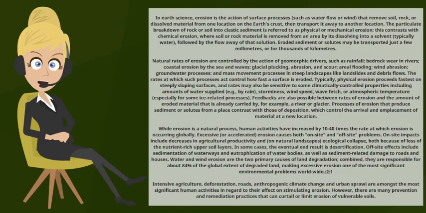Water and wind erosion are the two primary causes of land degradation. Combined, they are responsible for about 84% of the global extent of degraded land, making excessive erosion one of the most significant environmental problems worldwide. Intensive agriculture, deforestation, roads, anthropogenic climate change and urban sprawl are amongst the most significant human activities in regard to their effect on stimulating erosion. However, there are many prevention and remediation practices that can curtail or limit erosion of vulnerable soils.